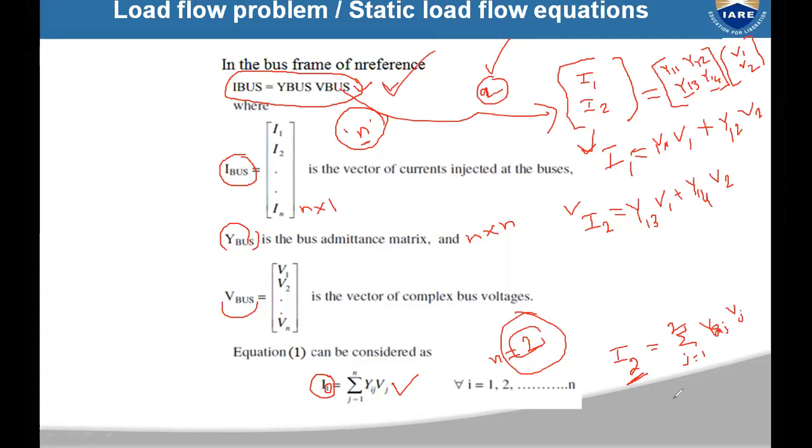Okay. So now if you expand this, what will you get? For j equal to 1, you will get Y21 V1 plus, for j equal to 2, Y22 V2. Okay. So this we will get as I2 is equal to this.